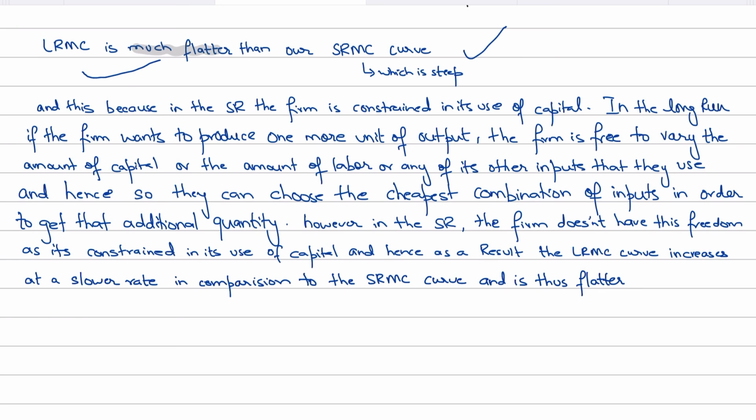But in the short run, the firm doesn't have this freedom, because it is constrained. That is important, you need to know. It is constrained in its use of capital, but this doesn't apply in the long run, and as a result, the long run marginal cost curve is increasing at a slower rate in comparison to the short run marginal cost curve, and that makes the long run marginal cost curve flatter, right?